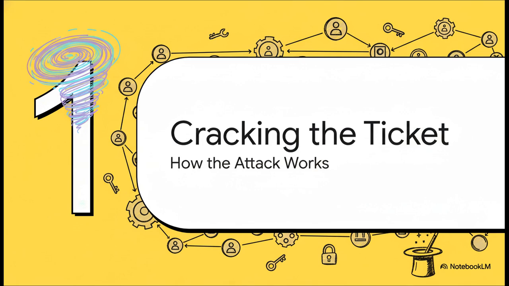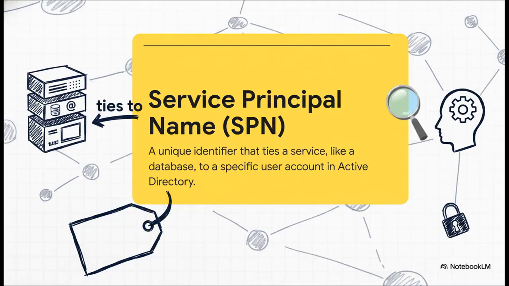So, how does this whole thing actually work? Let's get into the nuts and bolts. It all comes down to a very specific and surprisingly common little feature in Active Directory. The whole attack hinges on something called a service principal name, or an SPN for short. The easiest way to think about it is like a label. Let's say you have a service, like a SQL database, and you need it to run under a specific account. You create an SPN to tie that service to a user account. It's basically telling the network, hey, this user account right here, SVC_backup, is responsible for running this database service.